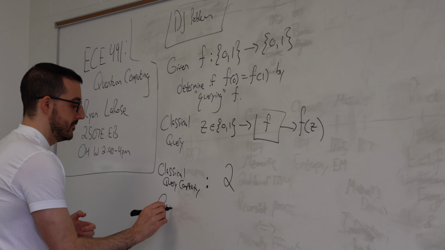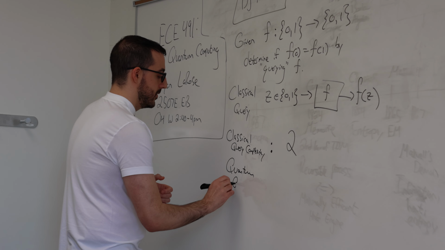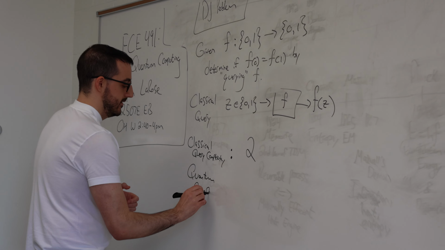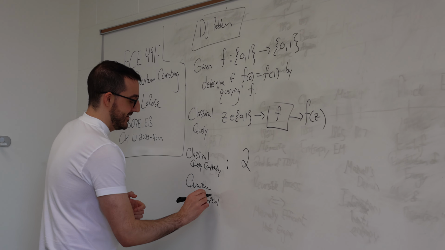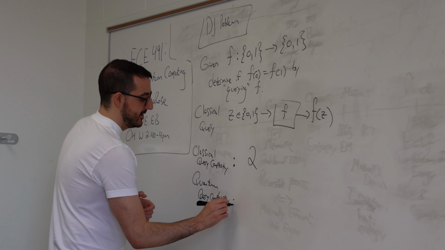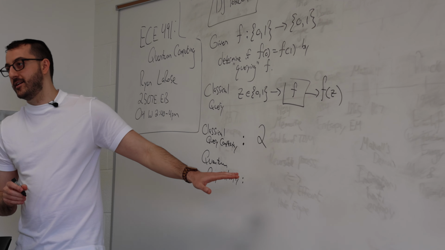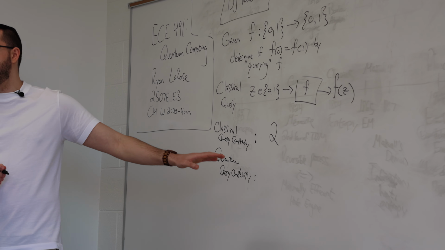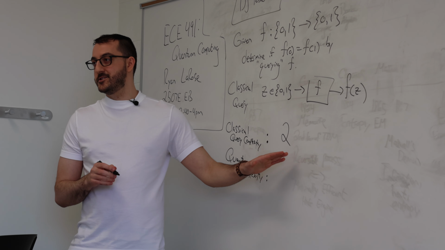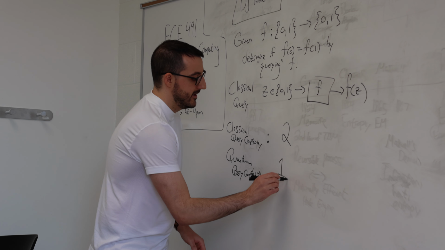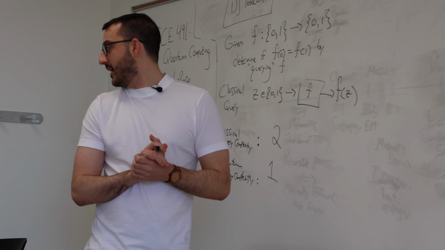Now I'm going to ask you, what do you think is the quantum query complexity? Any guesses? 1. 1, yes. There's a joke, I wouldn't be telling you about it if it wasn't lower. It can't be 0. It has to be an integer. So it's going to be 1 here. How is it 1? Let's see how this works.